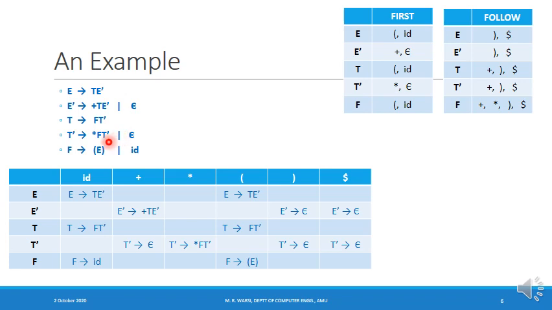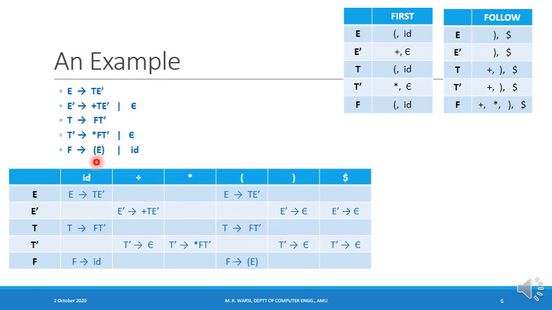Let's take another production. Another production is T dash derives star FT dash. First of star FT dash is containing a star, so this production has been added at the location T dash comma star. Let's now take the next production, which is T dash derives epsilon. Where will I add this? First of this production is containing epsilon, so I'll add it at the location T dash comma follow of T dash. Follow of T dash is containing plus, right parenthesis and dollar, so at the location T dash comma plus, T dash comma right parenthesis and T dash comma dollar, this production has been added.